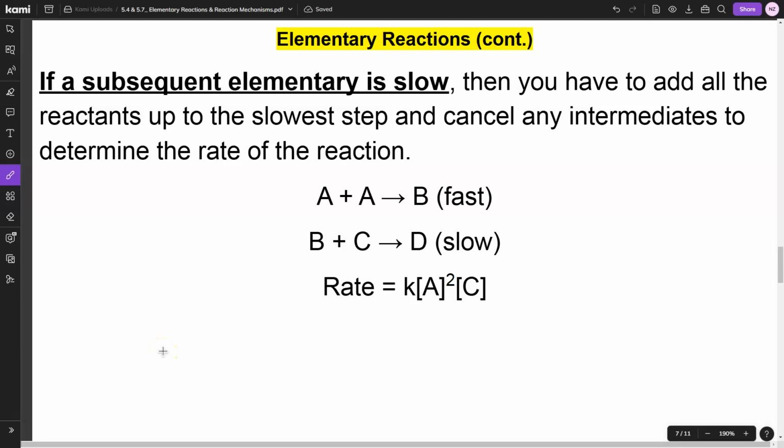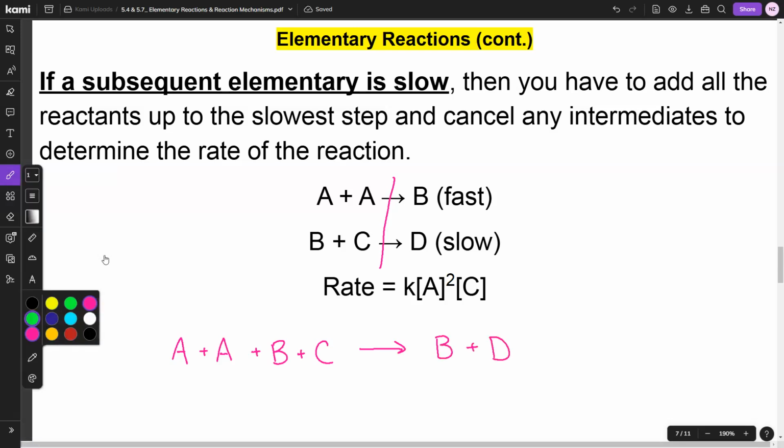If our subsequent step is slow, then you have to add up all the reactants to the slow step and cancel any intermediates to determine the rate of the reaction. So our second step here is the slow step. So I'm going to combine the two reactions. So if I did that, I would have A plus B plus C on the left side of our reaction. And then on the right side of our reaction, I would have B plus D.